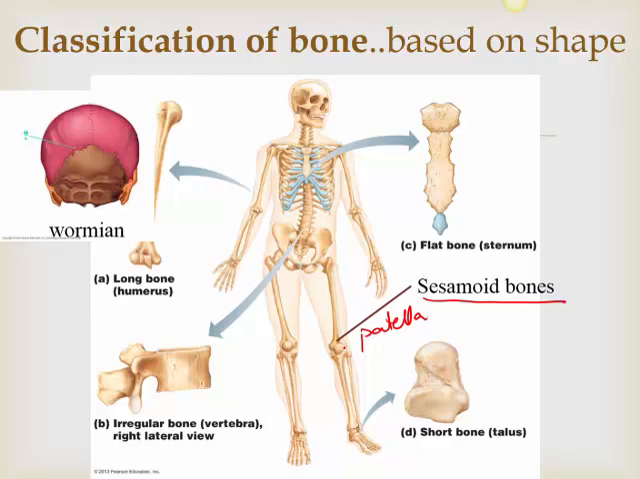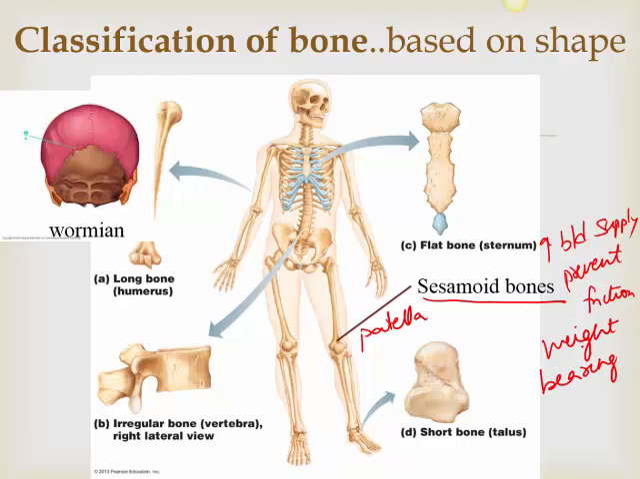Sesamoid bones help to increase blood supply to the muscle. They prevent friction. In certain areas, these sesamoid bones are weight-bearing. We have sesamoid bones in the sole of our foot, and they help to bear weight. So these are some features and functions of sesamoid bones.